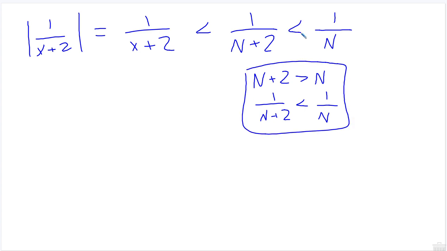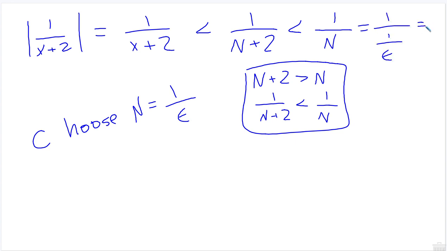So really, I could just say 1 over n plus 2 is less than 1 over n. And that even makes the arithmetic easier. Now I could have just chosen n to be 1 over epsilon, because then this would become 1 over 1 over epsilon, which is epsilon. And it still all follows that the thing I needed from the beginning was less than this, is less than this, which is epsilon.